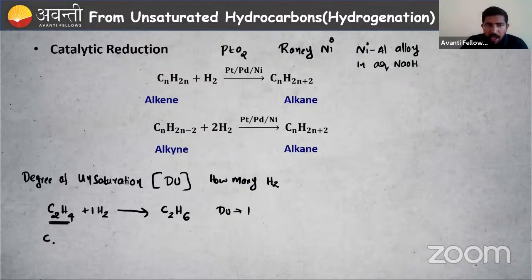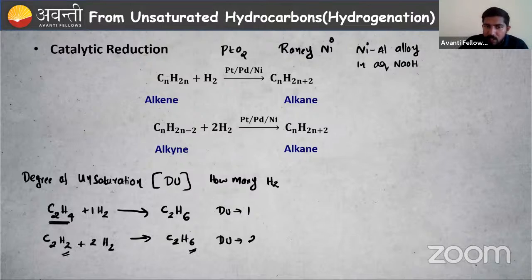Suppose I'm taking C2H2. I want to convert it into the saturated C2H6. So how many H2 are needed? Here it is H2, there it is H6, a difference of 4. 4 means I have to add 2 H2. So what is the degree of unsaturation here? That is 2.